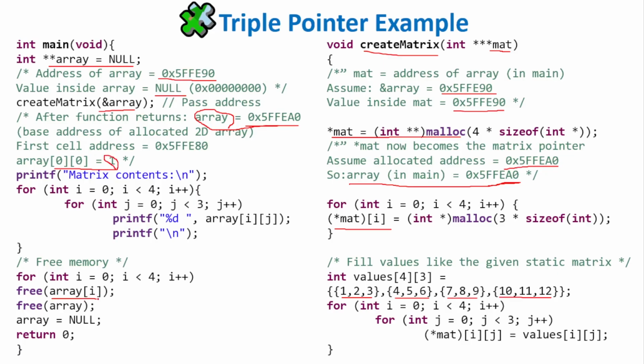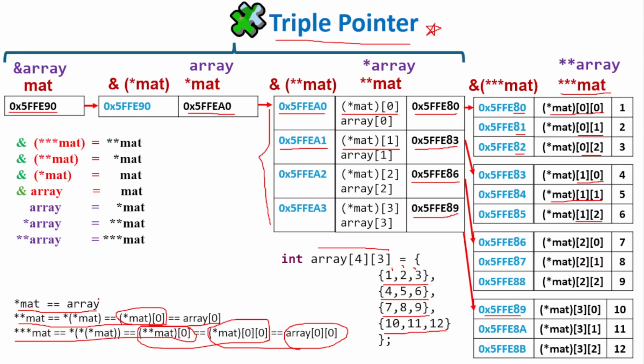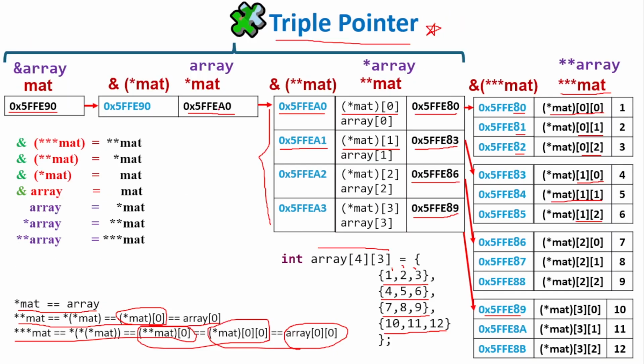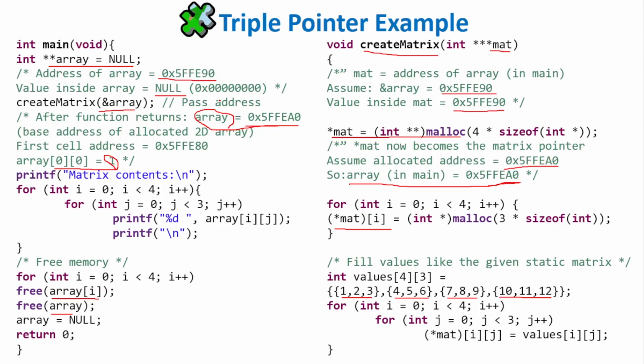Finally, during cleanup, each row pointer 5FFEA1, 5FFEA3, 5FFEA6, and 5FFEA9 is freed. Then the outer base pointer 5FFEA0 is freed. Array is set back to null to prevent dangling references.